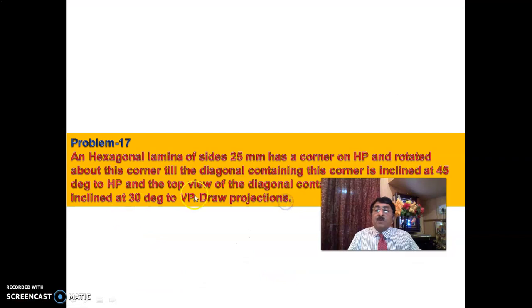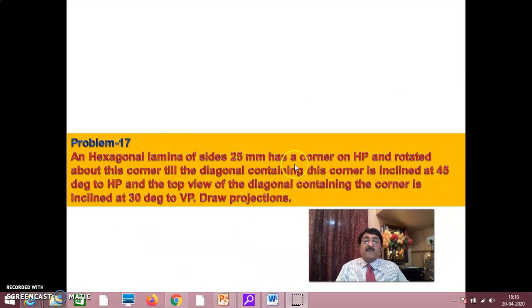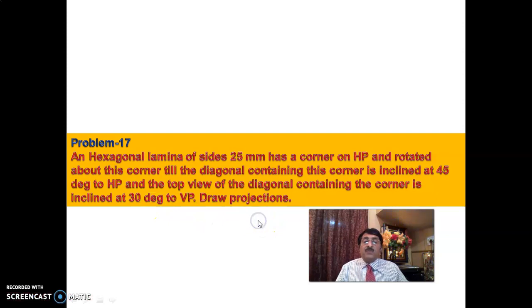See here. Now, a hexagonal lamina of sides 25 has a corner on HP. Immediately be careful. Hexagonal lamina, when you write, don't take edge position. It has to be on corner position. And rotate it about this corner till the diagonal containing this corner is inclined at 45 degrees to HP, and the top view of the diagonal containing the corner is inclined at 30 degrees to VP. Draw projections. Now you see here.